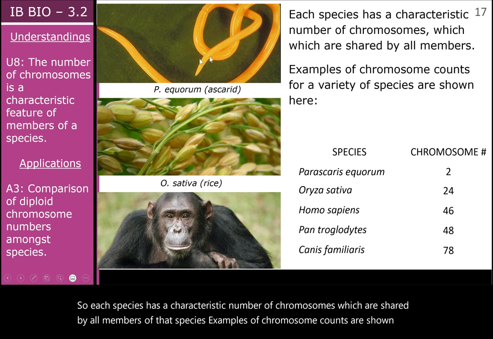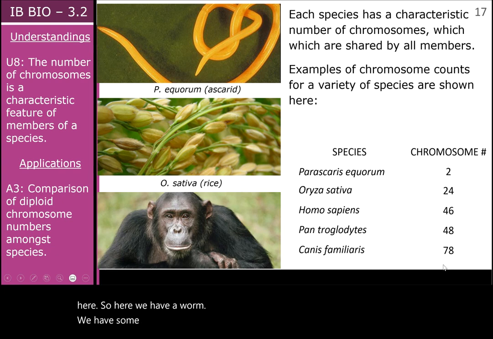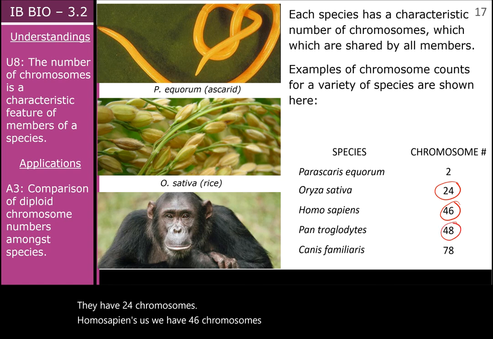So here we have a worm, some rice, and we have a chimp. So here is our rice. They have 24 chromosomes. Homo sapiens, us, we have 46 chromosomes. Chimps have 48 chromosomes. Yes, that's correct. They have 2 more than we do. Most of all, domesticated dogs. They have 78 chromosomes.